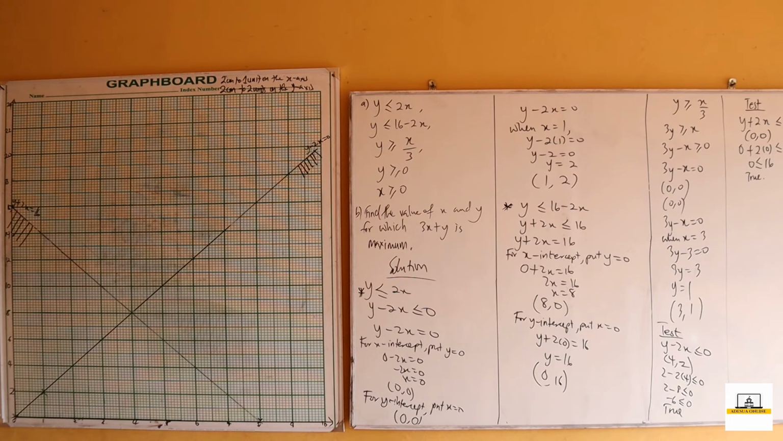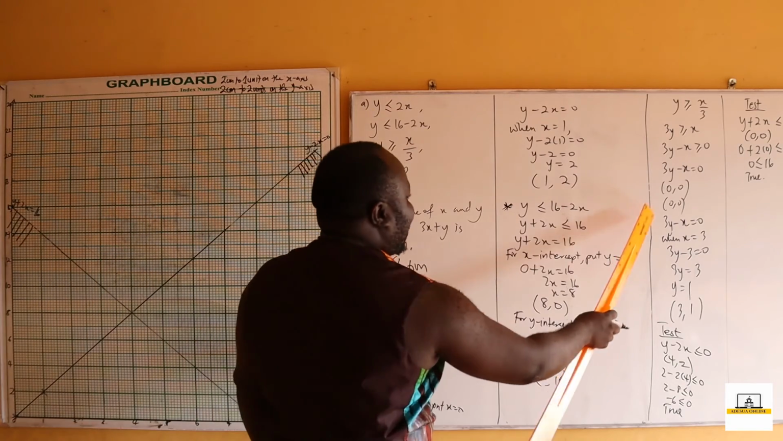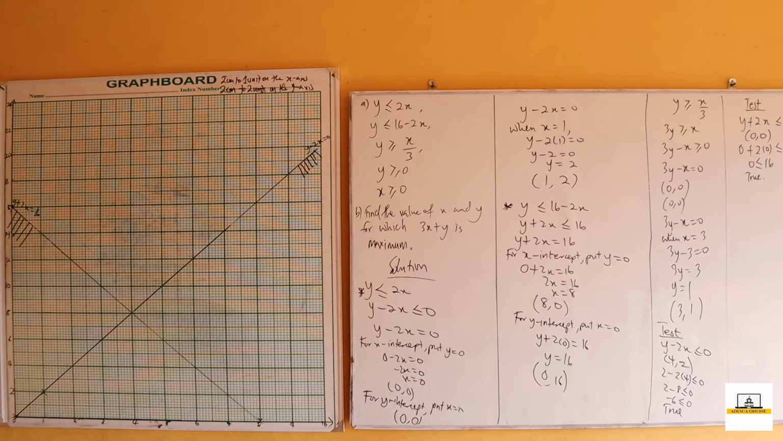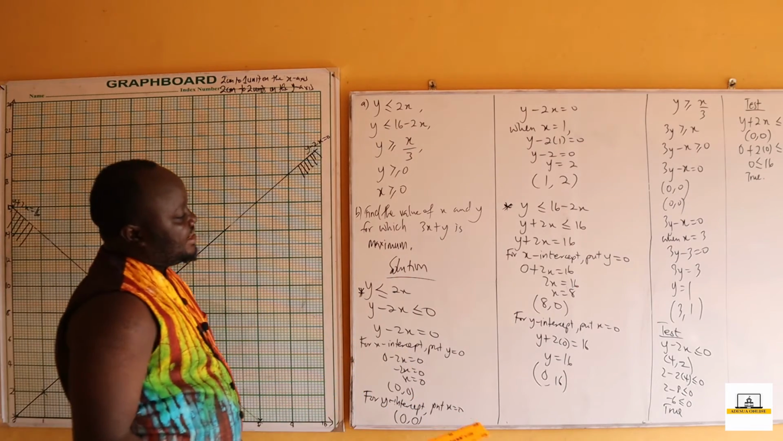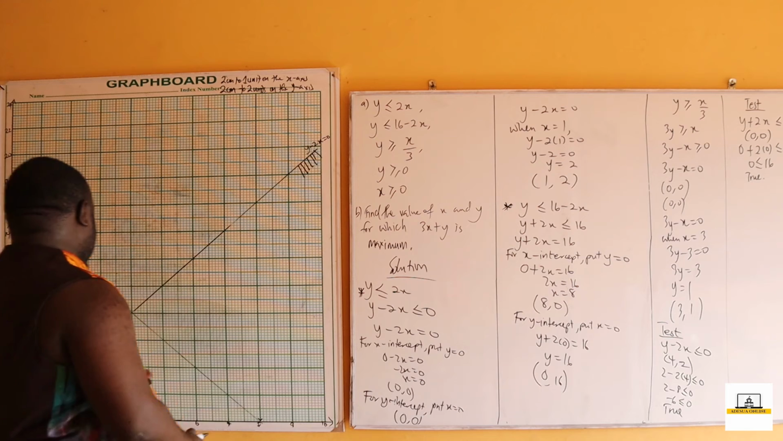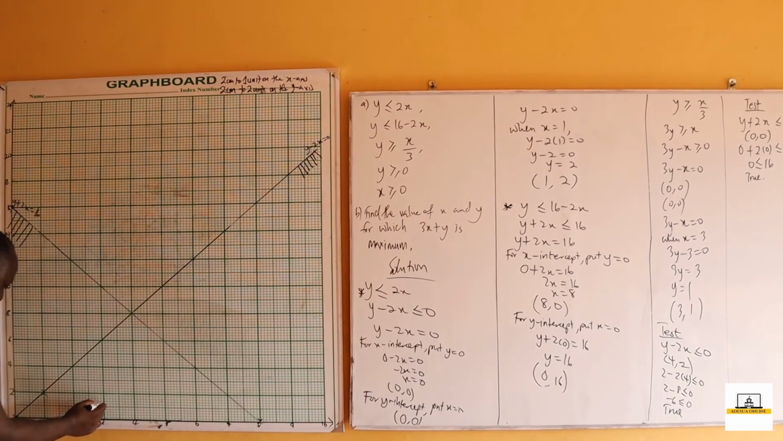Okay? Now let's draw the next line. So again, we have when x is 0, y is 0, and our next point is x is 3, y is 1. We have x equal to 3, and y is 1. So this is 3, 1. Okay, if this is 2, it means in the middle is 1. So we have 3, 1.